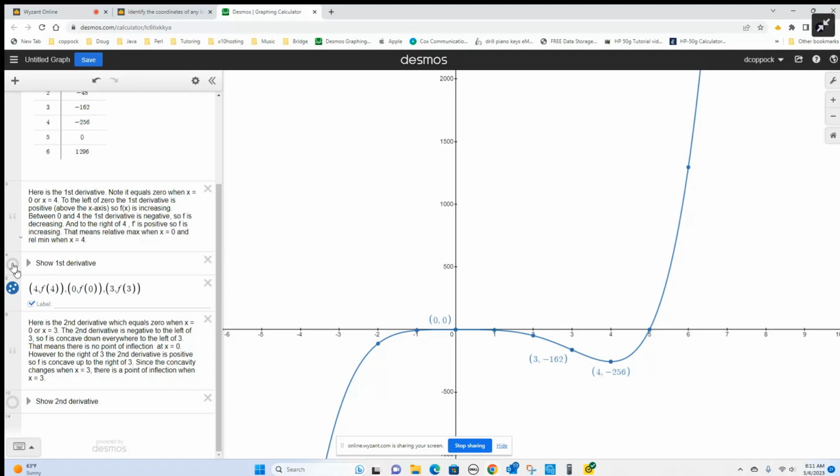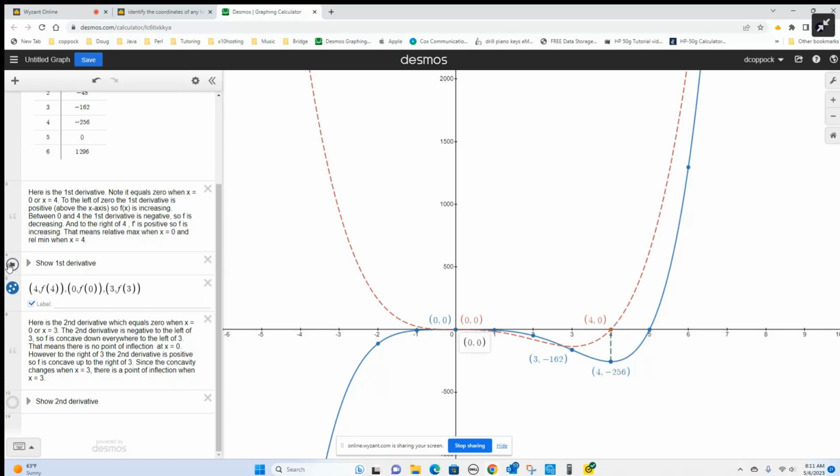And if I enable a graph of the first derivative, there's what it looks like. You can see that that first derivative is equal to 0 at 0 and equal to 0 at 4. And that's where we have the relative minimum. But between 0 and 4, the first derivative is negative, which means the function is decreasing on that interval. So we've gone from (0, 0) down to -256.